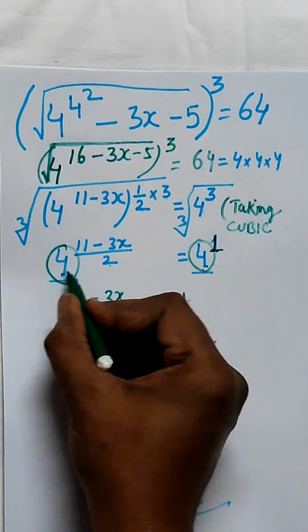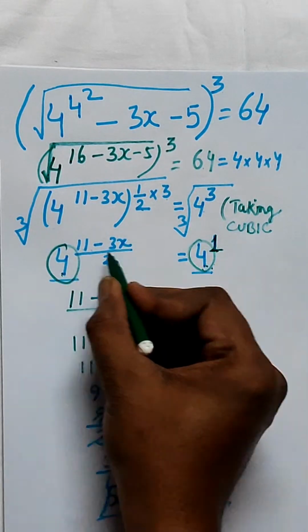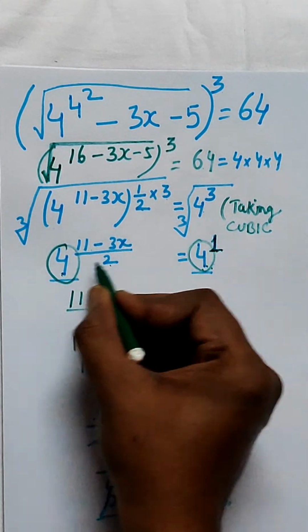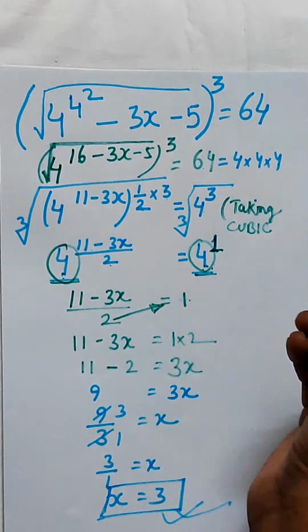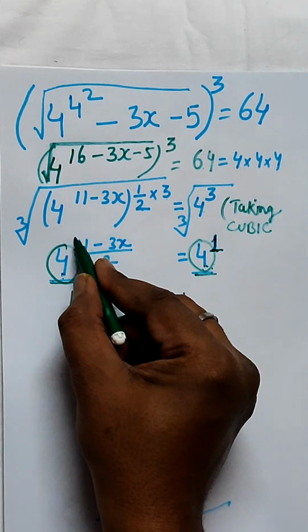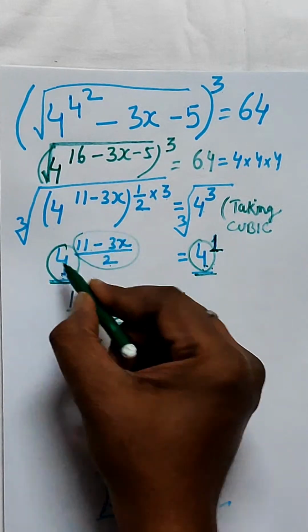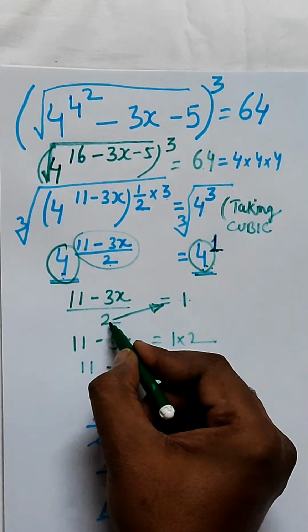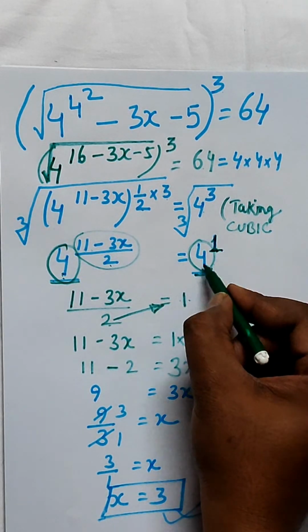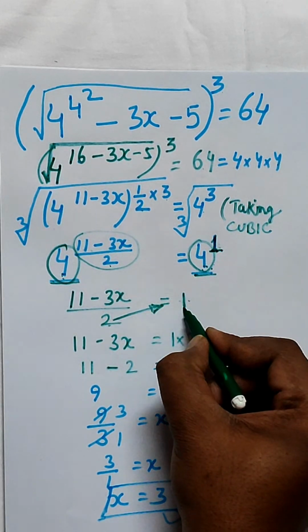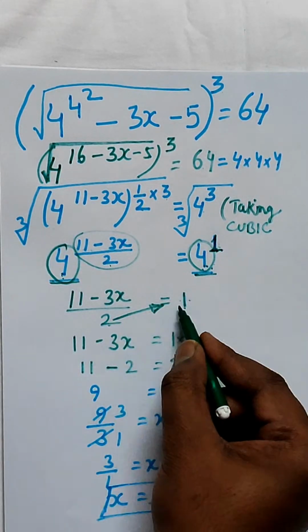Just equate, since the bases are same, exponents must be equal. You can see in the LHS the base is 4, in the RHS the base is 4. So you can equate the exponents. These are the exponents: (11 minus 3x) by 2 in the LHS, and 1 is the exponent of RHS 4. So we have written over here, (11 minus 3x) by 2 will be equal to 1.